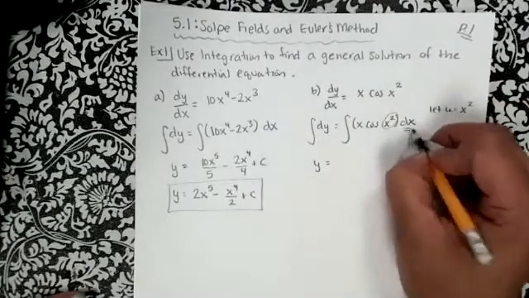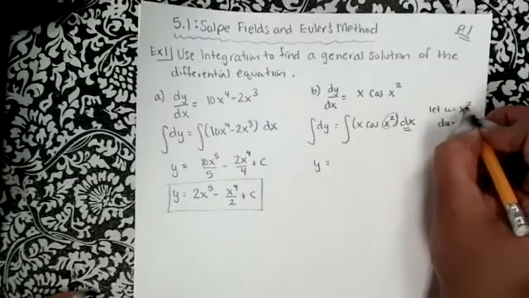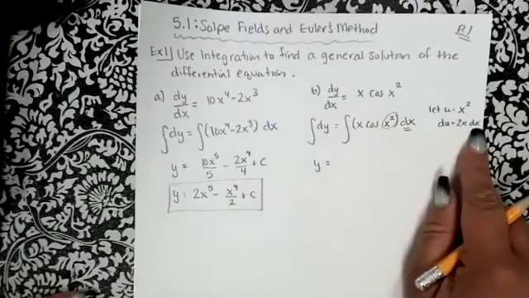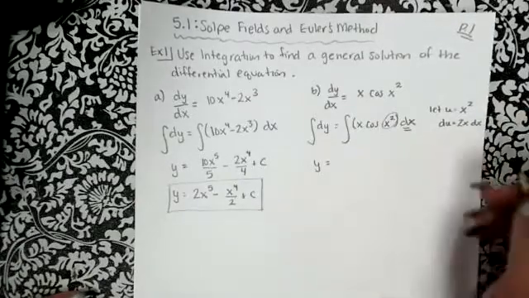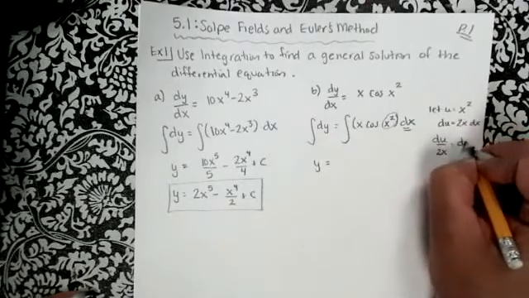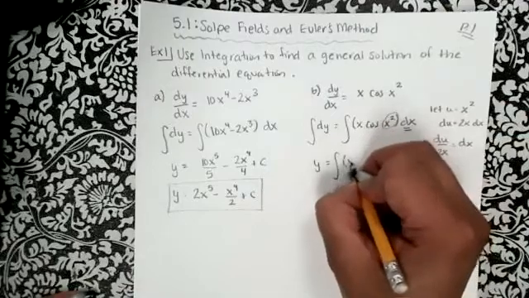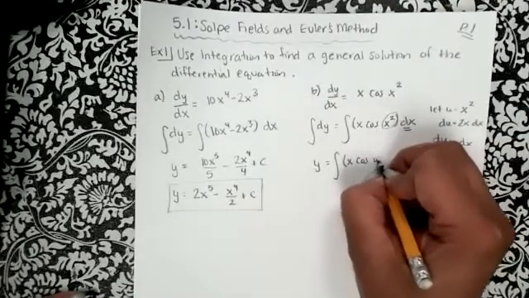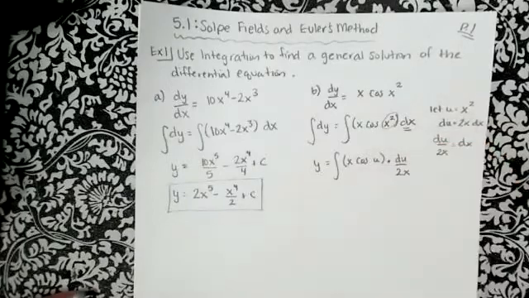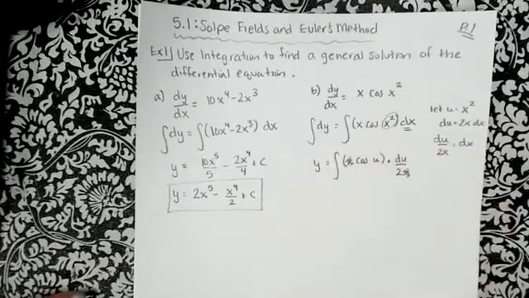I need to find out what dx is. So the derivative of u is going to be du. The derivative of x squared is going to be 2x dx. Since I'm solving for dx, I'm going to divide both sides by 2x. So then du over 2x equals dx. So let me rewrite this. This is going to be x cosine of u times du over 2x, which is going to work out nicely because now the x's can cancel each other out.